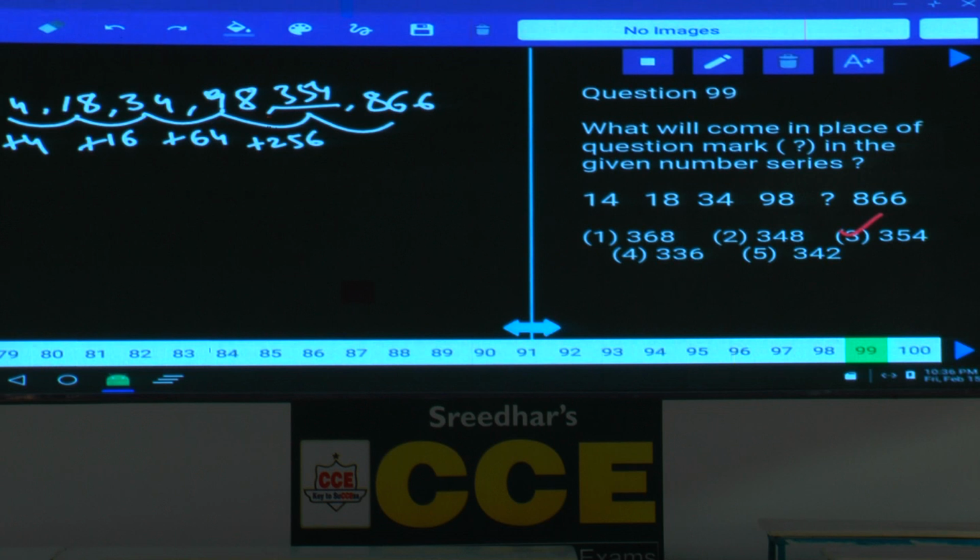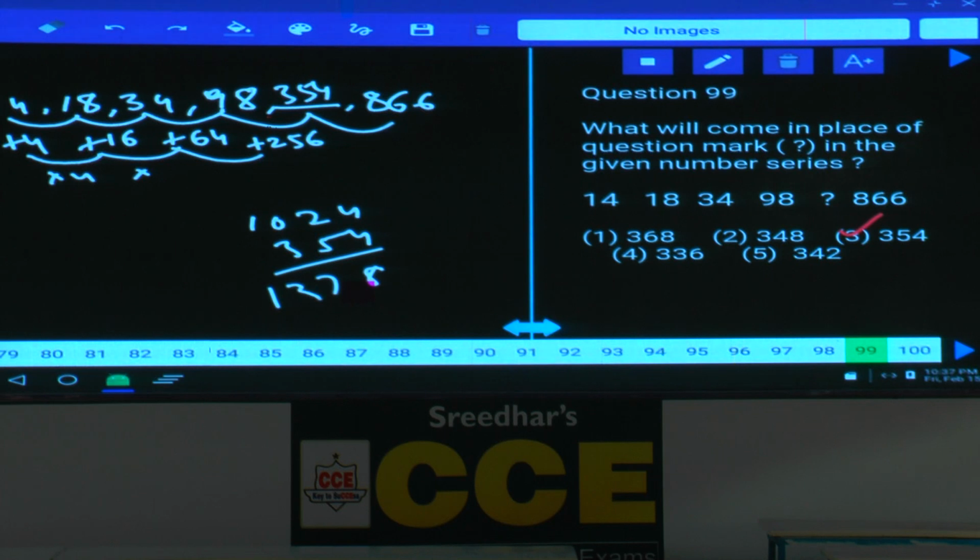4 power 4, 256. Now 4 into 4, 16, into 4, 64, into 4, 256. And the next one, 256 into 4 will be how much? 4 power 5, 1024. Now 1024 plus 354, then 8, 7, and 1378 is the number. This is the wrong number. Okay? It cannot be 866.